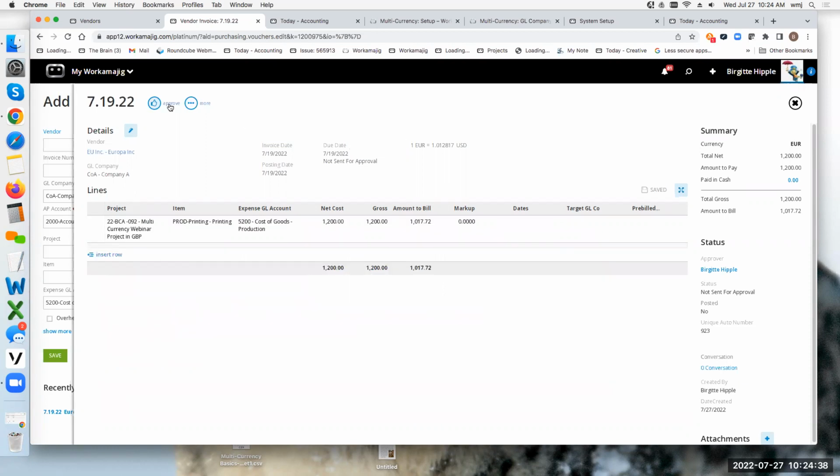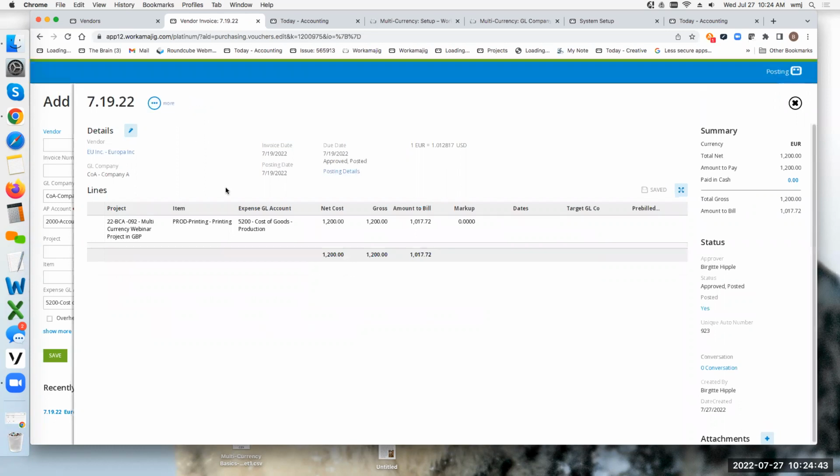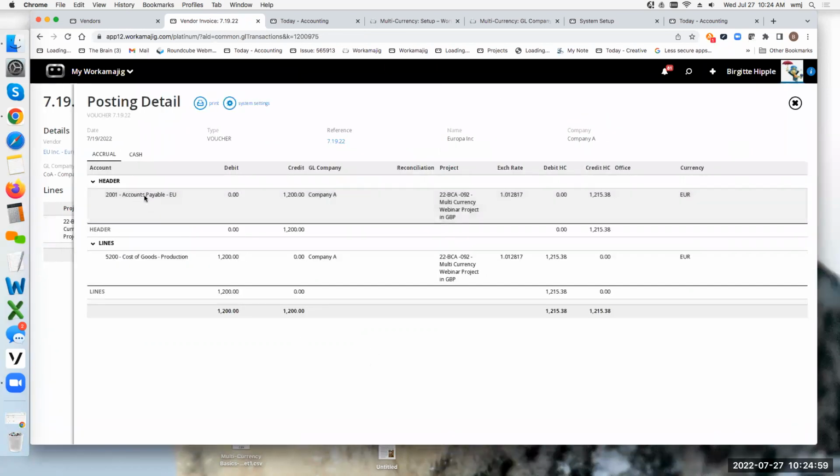Okay. Now, if I approve this and I post this, the posting detail is always interesting, and it takes a while to make sure that you've set up your posting detail, that it makes sense, and that you have all the fields that you need to pull in. So this kind of becomes a lot. So I've got my accounts payable and my cost of goods. This is the vendor currency. The vendor is to be paid in 1,200 euros, and that's what's on his accounts payable.